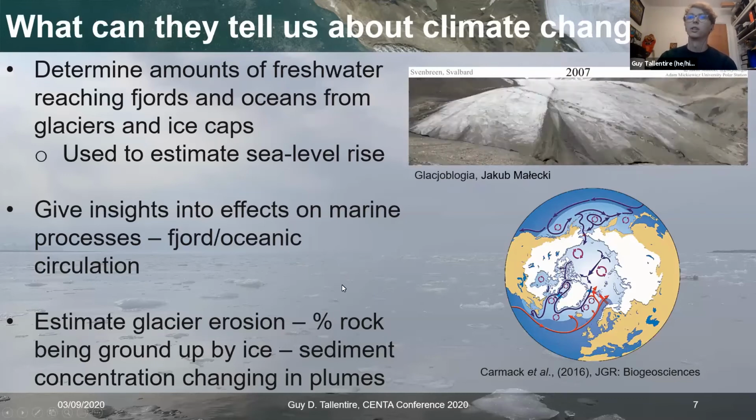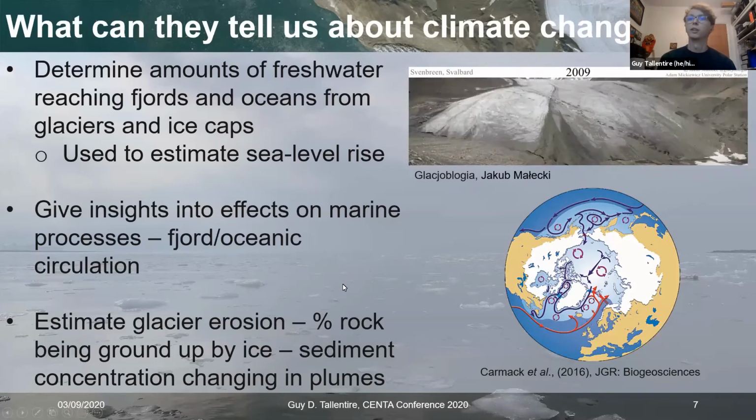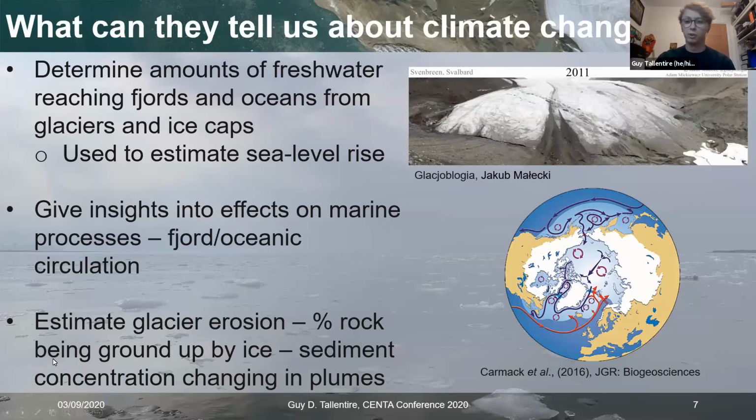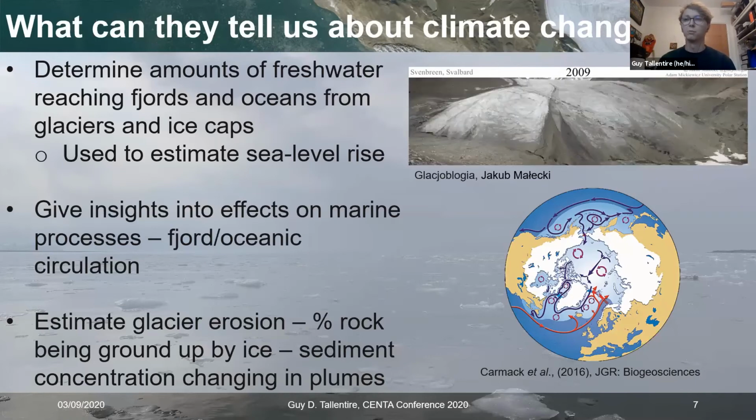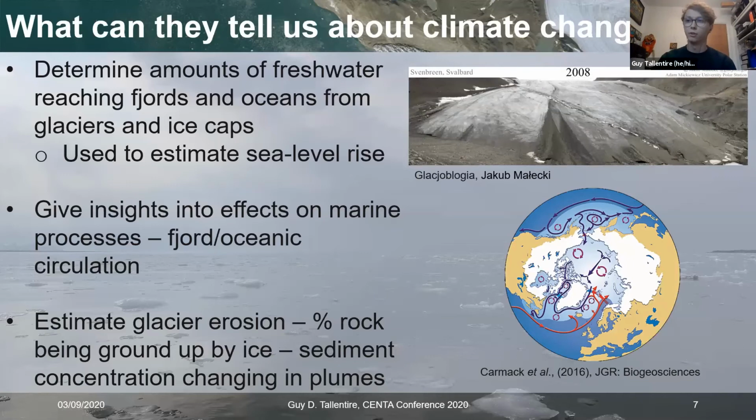And finally, another thing is that you can use plumes to estimate how much a glacier is eroding by calculating the percentage of bedrock, as you can see in this figure, being ground up by the ice. This is measured through the sediment concentration in the plume. And potentially warmer temperatures mean more erosion, or we might see other processes going on.